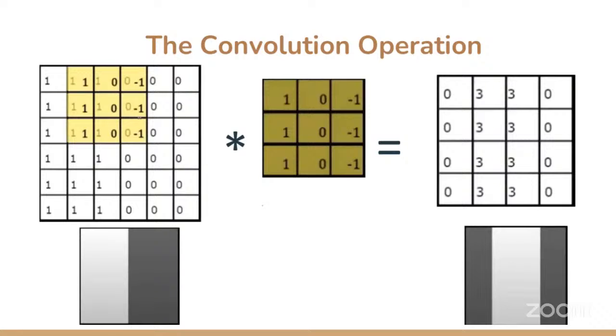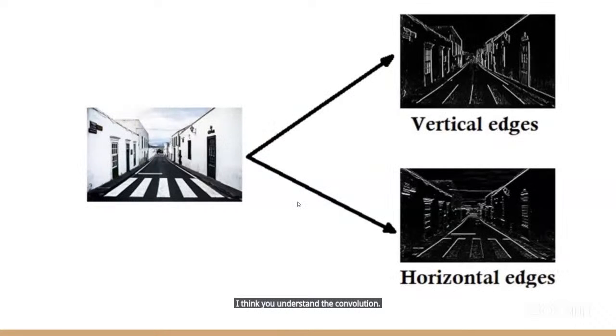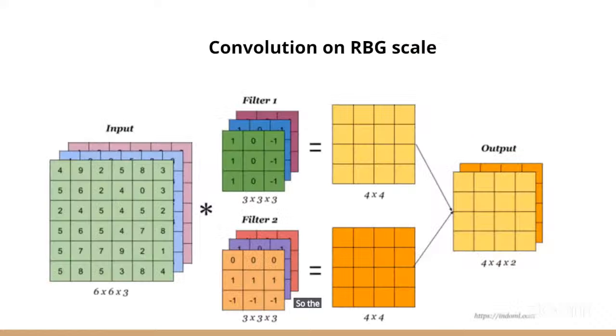I think you understand the convolution. Like this only we will detect the vertical edges and horizontal edges using this convolution. So the basic convolution operation works like this.